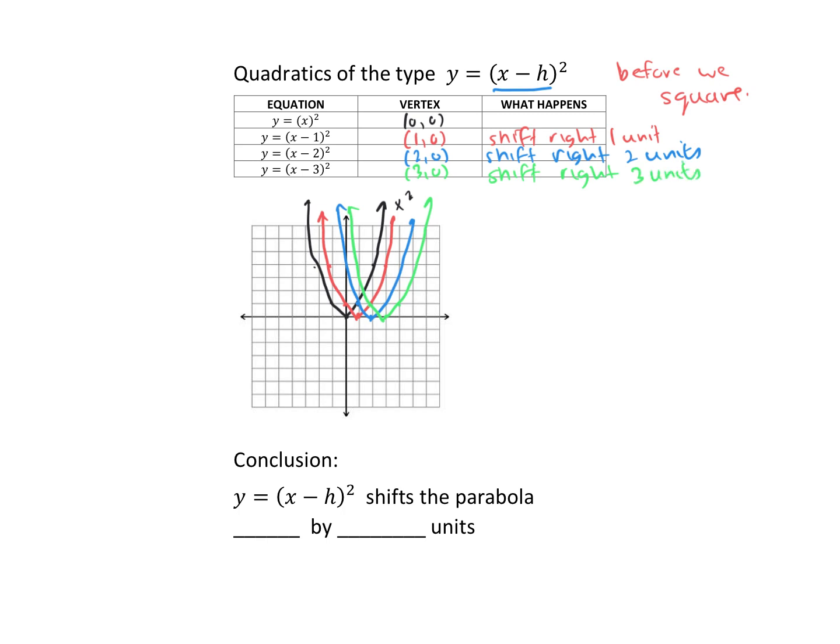So when we subtract a number from x first and then square it, it's going to shift the parabola right by h units, whatever value h is. That's how many units it's going to shift to the right. It shifts horizontally right.